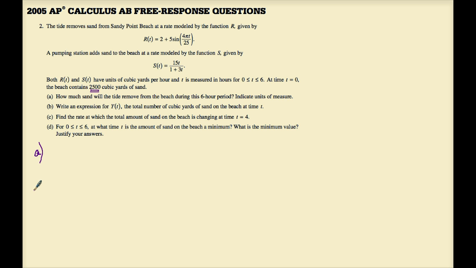Indicate units of measure. Since r of t is the rate at which tide is removing sand from the beach, we'll need to integrate that rate function from 0 to 6. 2 plus 5 sine of 4 pi t over 25 dt.